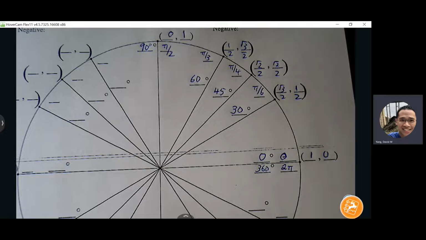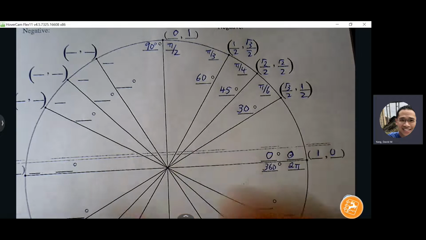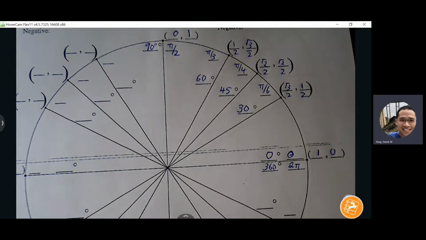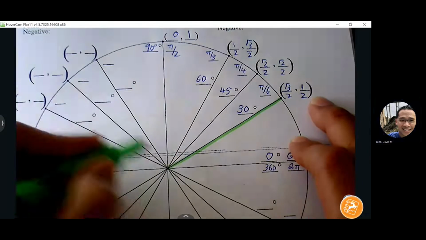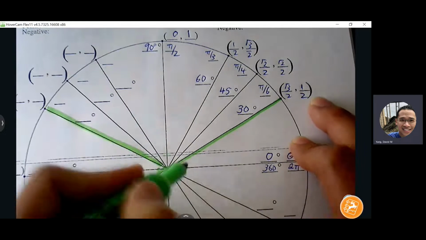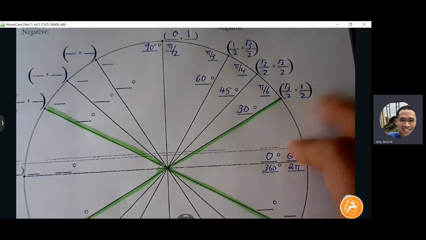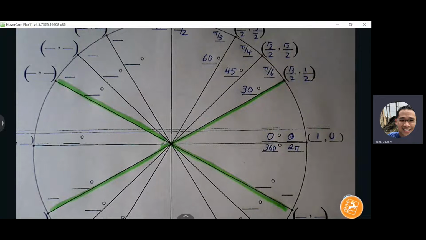Let me do the degree measures first. So there are angles that are related to that 30-degree angle, and these are the ones that are closest to the x-axis. If they're close to the x-axis, they will all have a reference angle of 30 degrees. That just means we can always get to these angle measures by subtracting or adding from the x-axis.